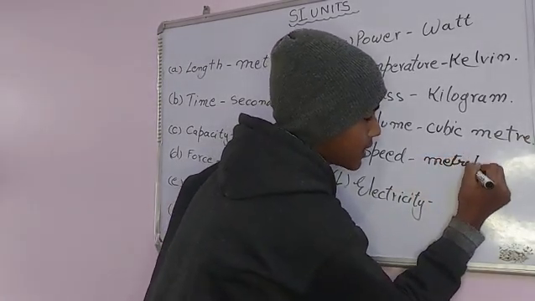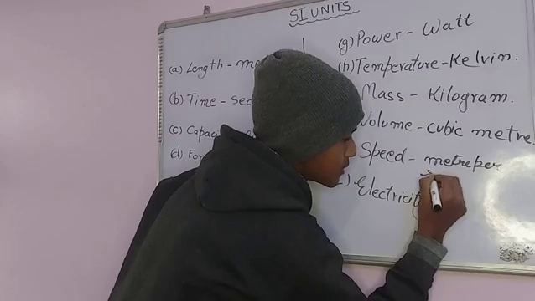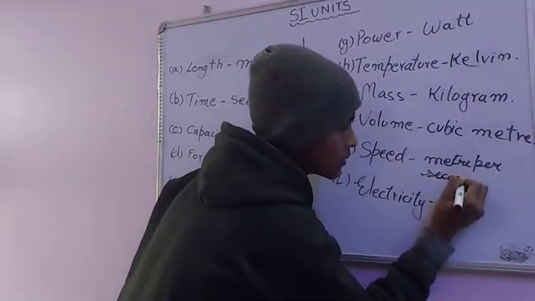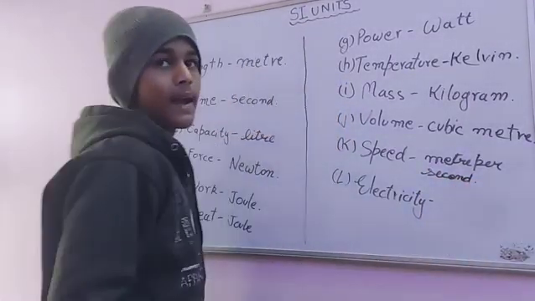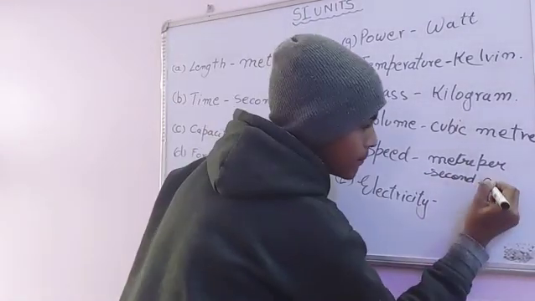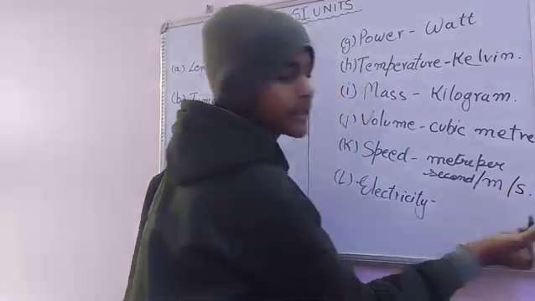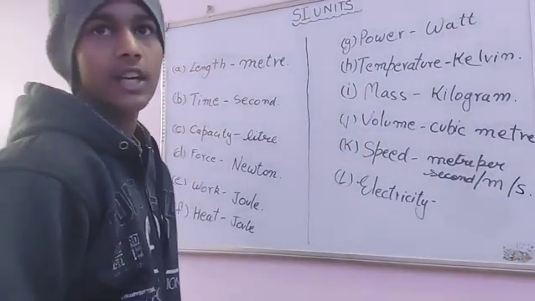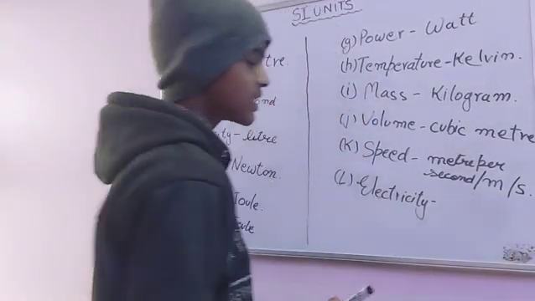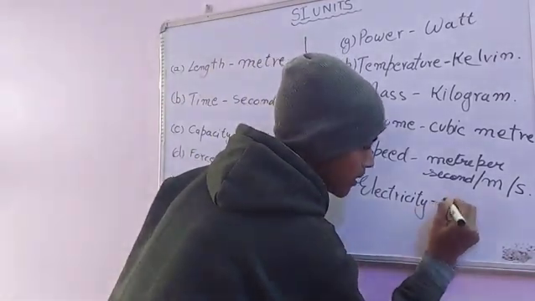And next is speed. Speed is meter per second. You can write m slash s, meter per second. And next is electricity. Electricity's SI unit is ampere.